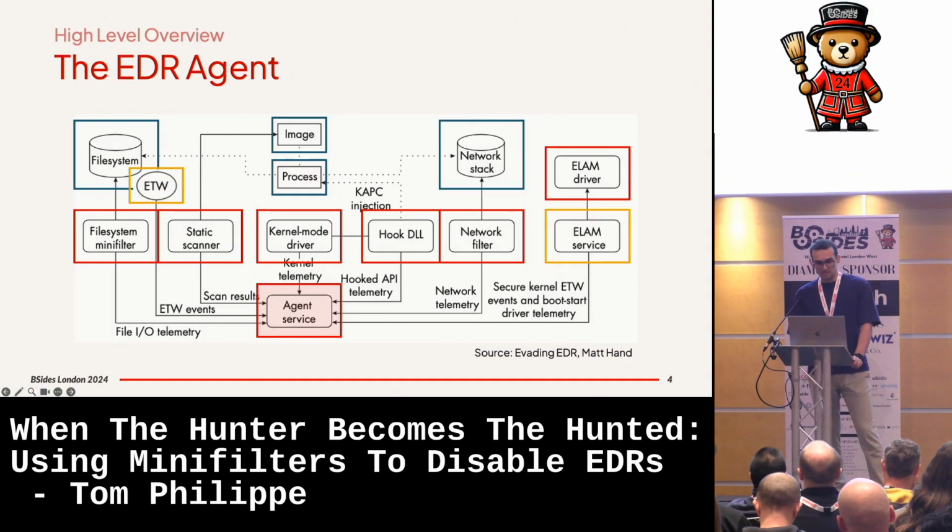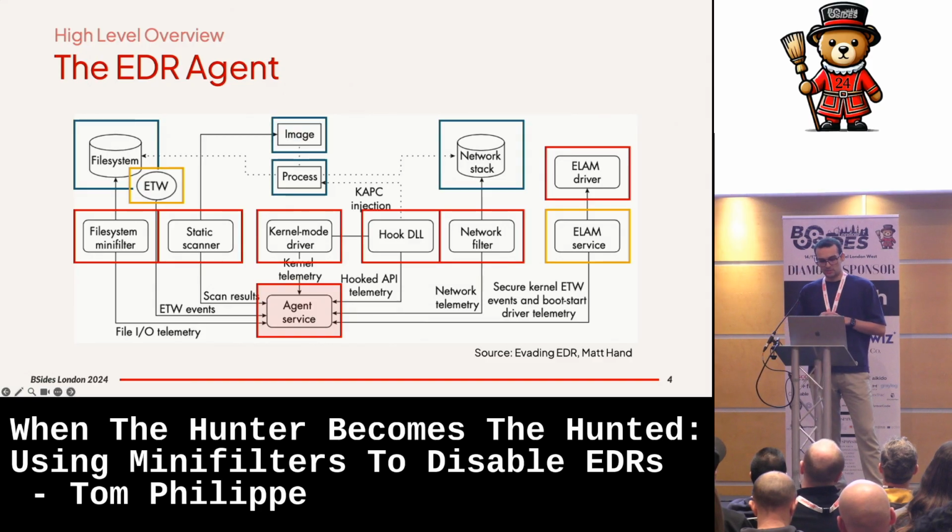So, diving right in, the EDR agent. First, let's look at all the blue elements we have here. These are, broadly speaking, the elements that make up your operating system. So you have your file system to manage your files on the left side. You have your network stack for communication on the right top side. You have images and processes to execute code. So that really makes up, in high-level terms, your operating system.